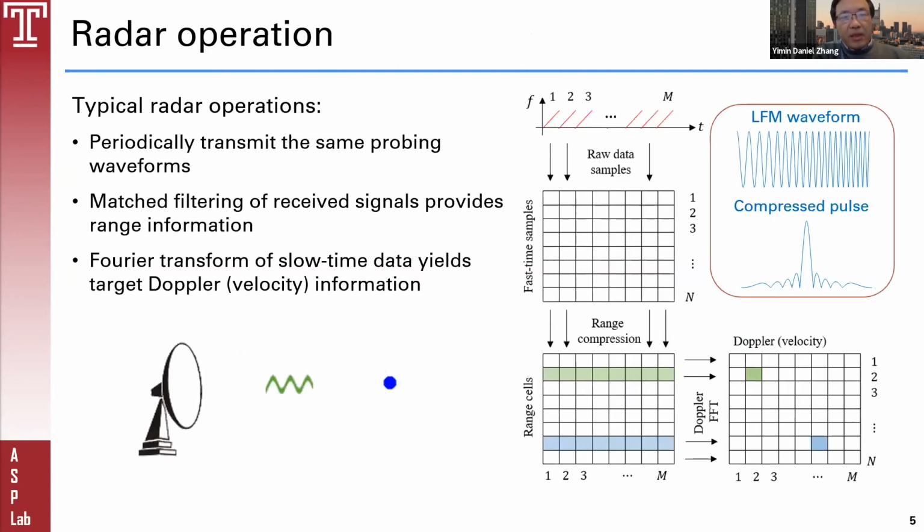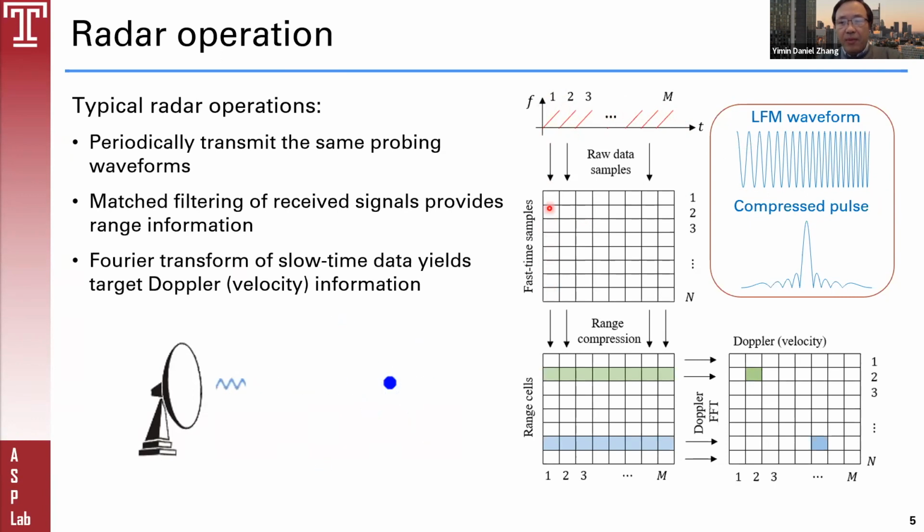So before I talk about information embedding, I will briefly introduce how radar works. A typical pulse radar would periodically transmit the same probing waveform, and a commonly used waveform is the linear FM waveform. So we can transmit these waveforms periodically, and when each waveform hits a target, we receive the return signal.